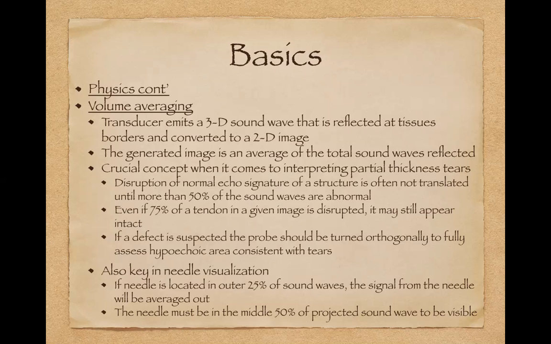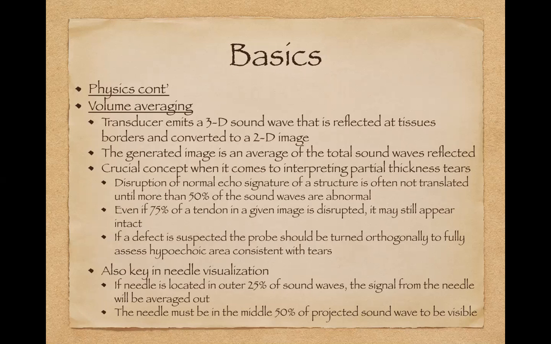When they say around 50% of the waves that come back need to be abnormal for you to pick up that abnormal signature from an actual tear or disruption in the tendon, that's why it's important. If we think there's a partial tear, we use those orthogonal views to confirm that tear.